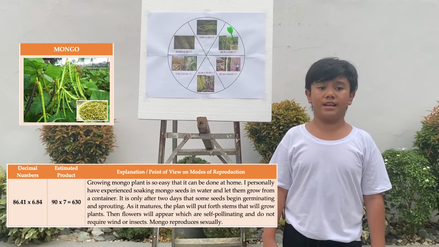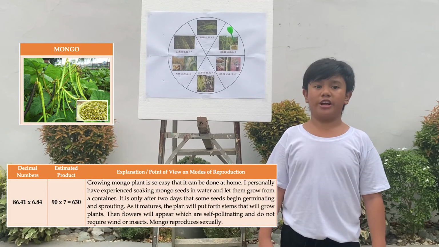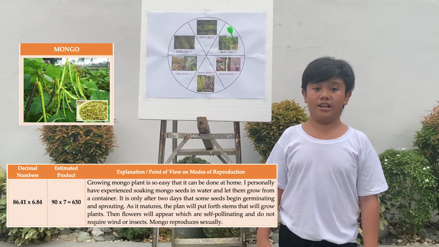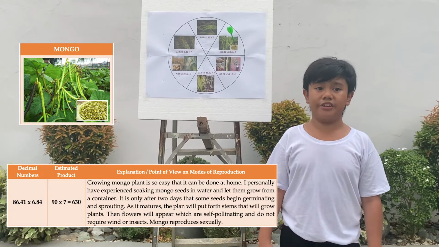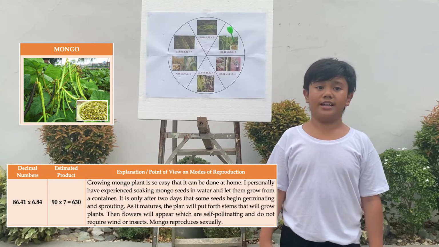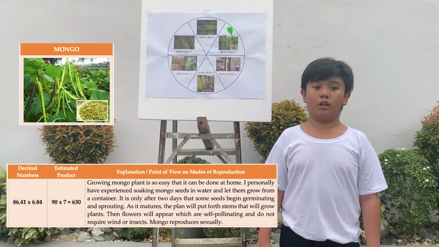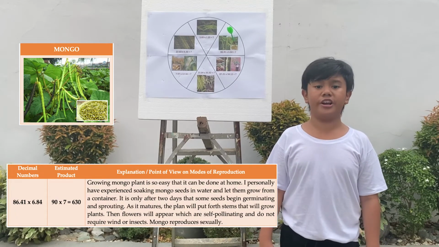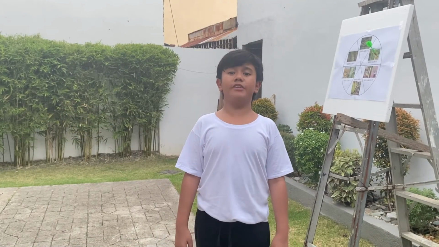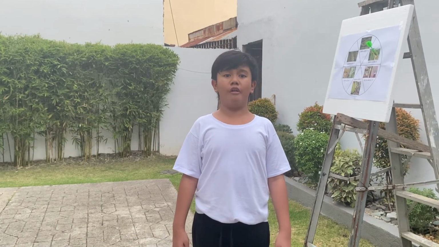Mango reproduces sexually. For the given decimal numbers 86 and 41 hundredths times 6 and 84 hundredths, I will multiply 90 and 7, and with that, I got the estimated product equals to 630. That was the last picture that we have, so we're done already.